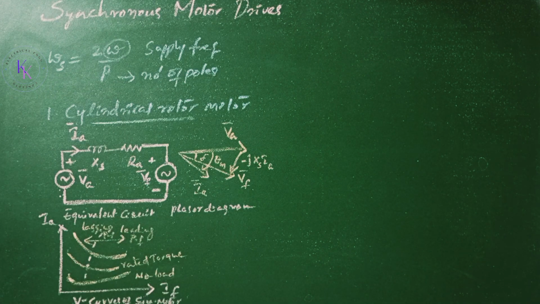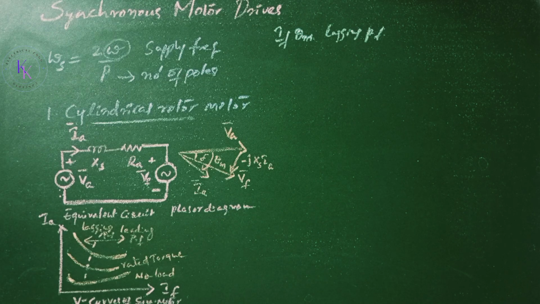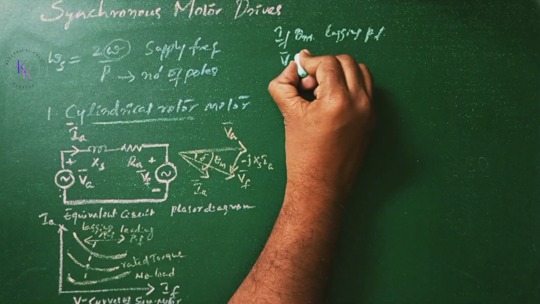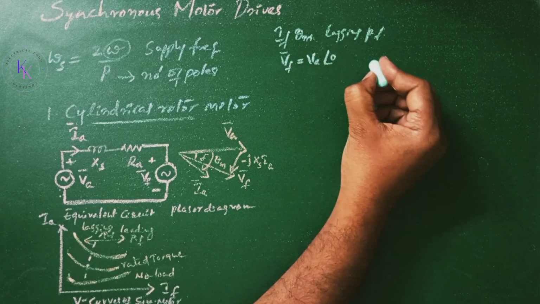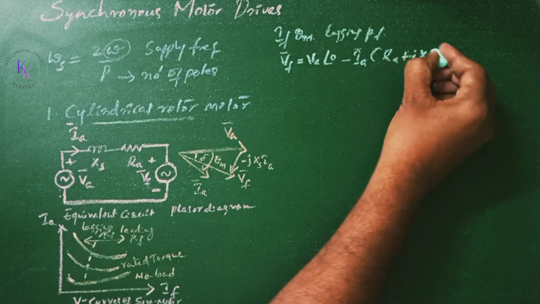The typical V curves, which are shown here, show the variation of armature current against the excitation current, IF. For the same armature current, the power factor could be lagging or leading depending upon the excitation current. If theta m is the lagging power factor angle of the motor, then Vf is given by Va at an angle 0 minus Ia of Ra plus j XS.